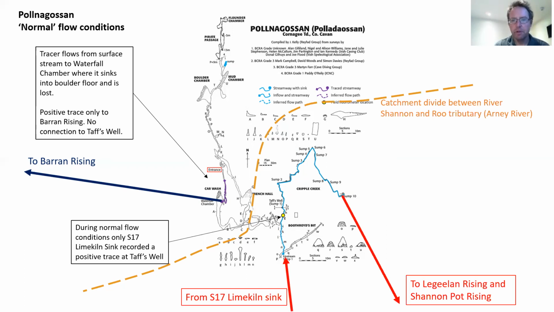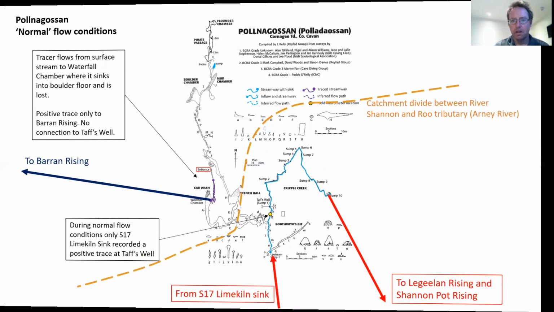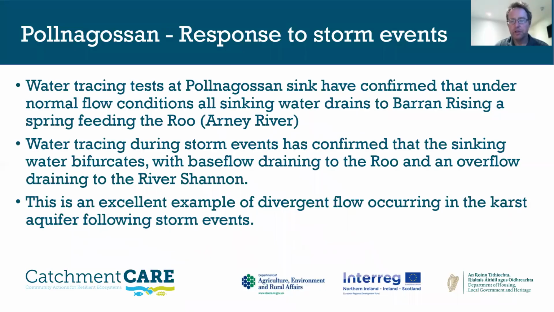So as part of the project, we were keen to see not just how the drainage operated under normal flow conditions, but we were very keen to see how the hydrology changed under storm conditions. So we had done tracing under normal flow conditions, and we'd proven that there were two separate drainage systems, one going to Barron and one going to Shannon. But we undertook further tests when it was in full flood, just after a large storm.